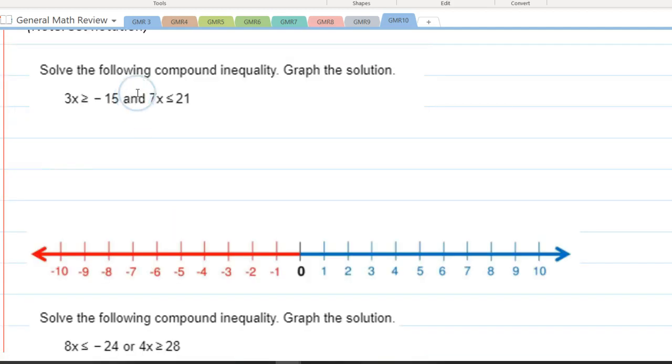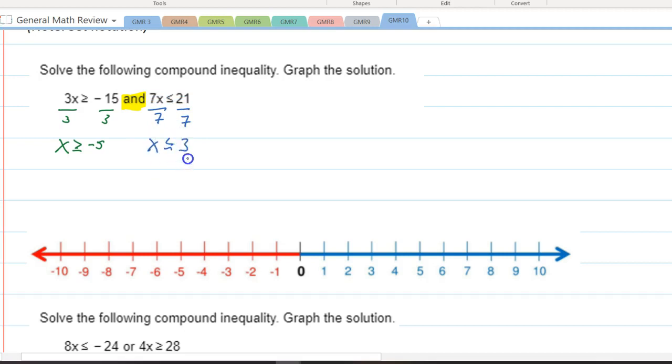Here I have an and, which means I'm going to have a conjunction. What we do is we solve each of these separately. 3x is greater than or equal to negative 15, divide by 3, gives you x is greater than or equal to negative 5. On the right hand side, I have 7x is less than or equal to 21, divide by 7, x is less than or equal to 3.